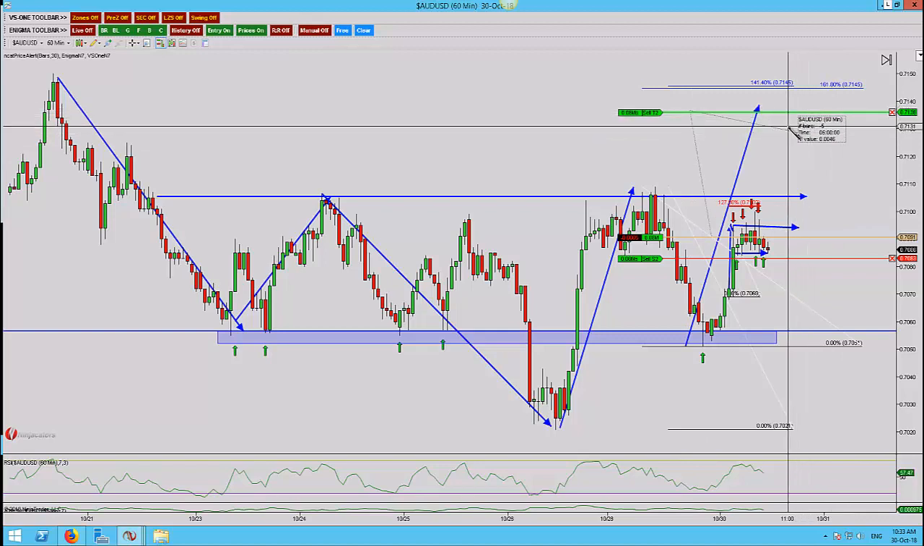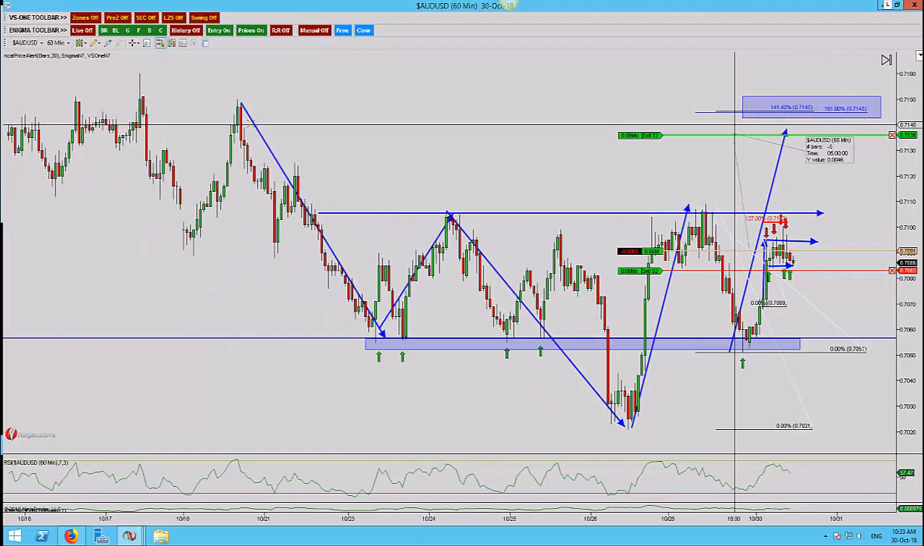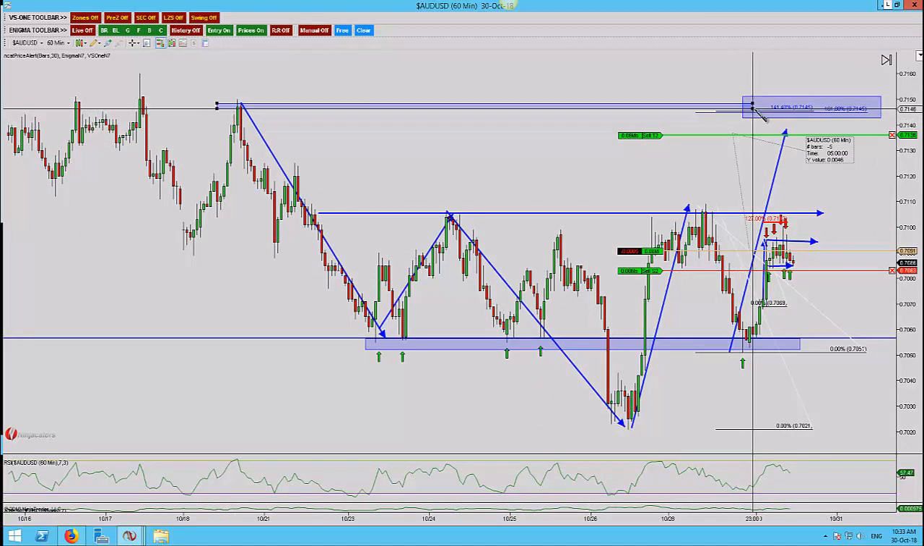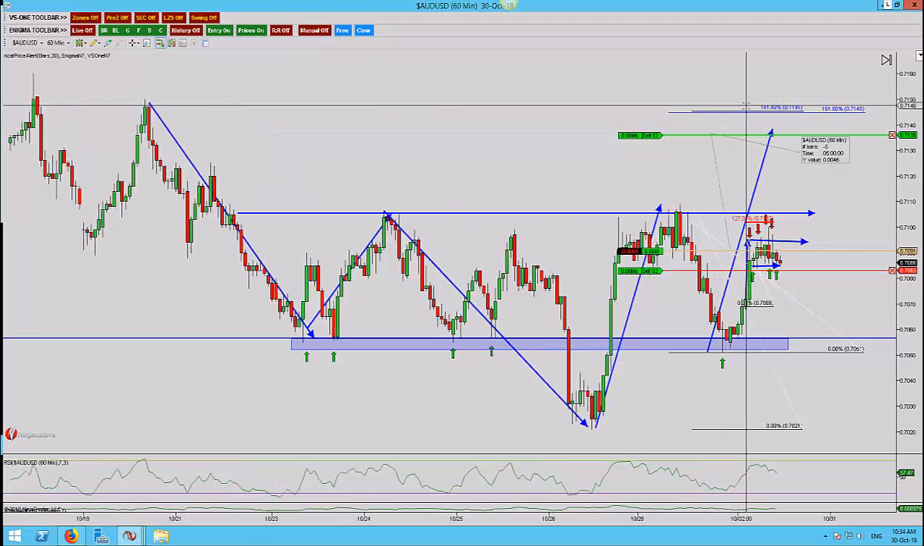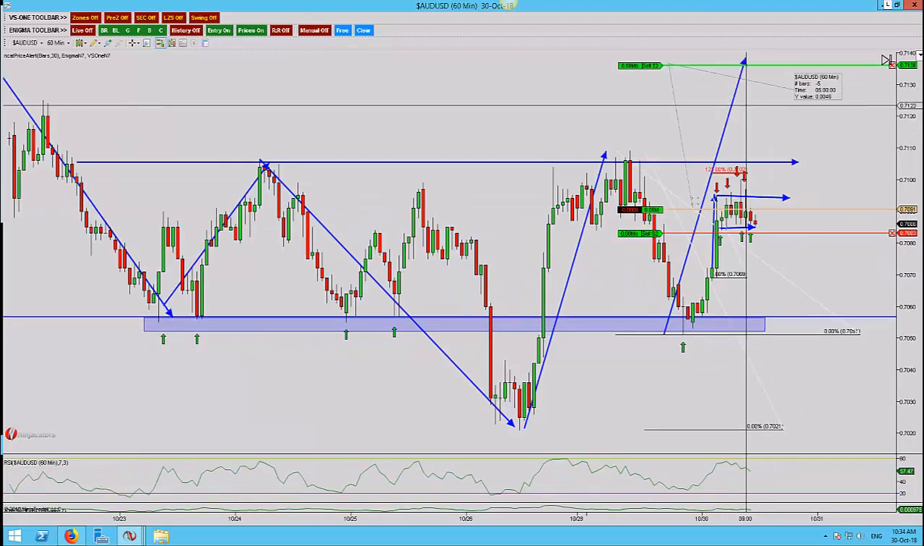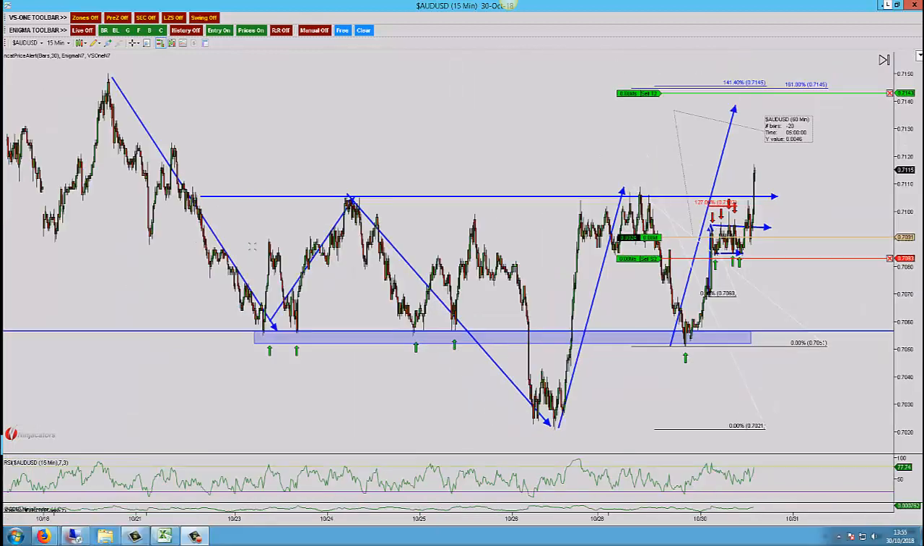I'm playing a few pips below that AB equals CD pattern, though I do think price can get even higher up to this level, which is this structure level up here. So very nice trading opportunity, a lot of confluence, not quite as much as I would like, but I'm still quite happy to take 8 pips of risk here for potentially 46.